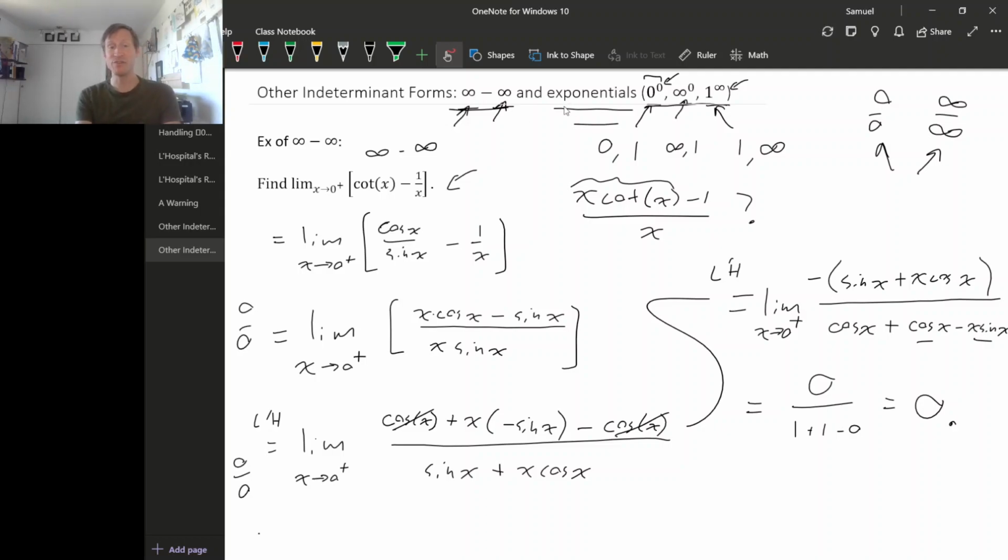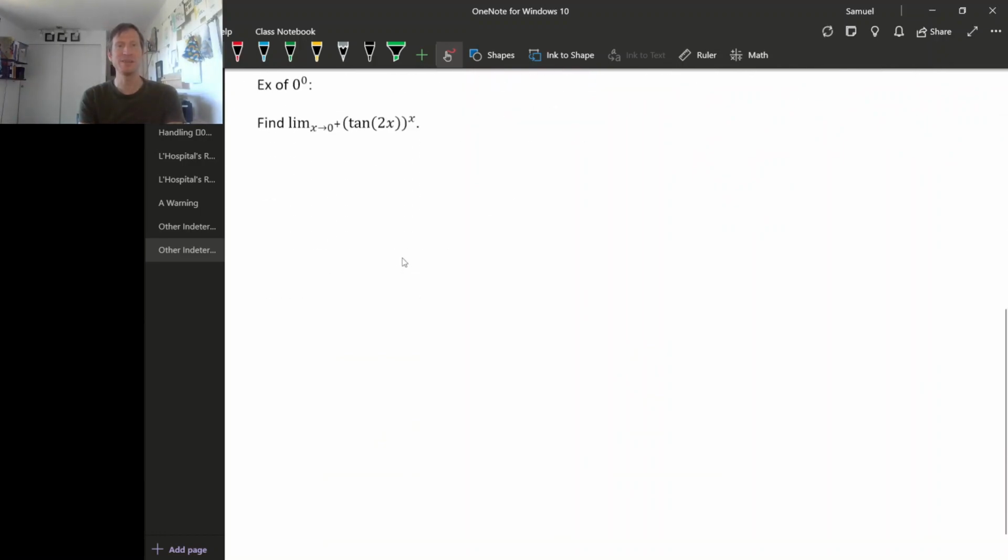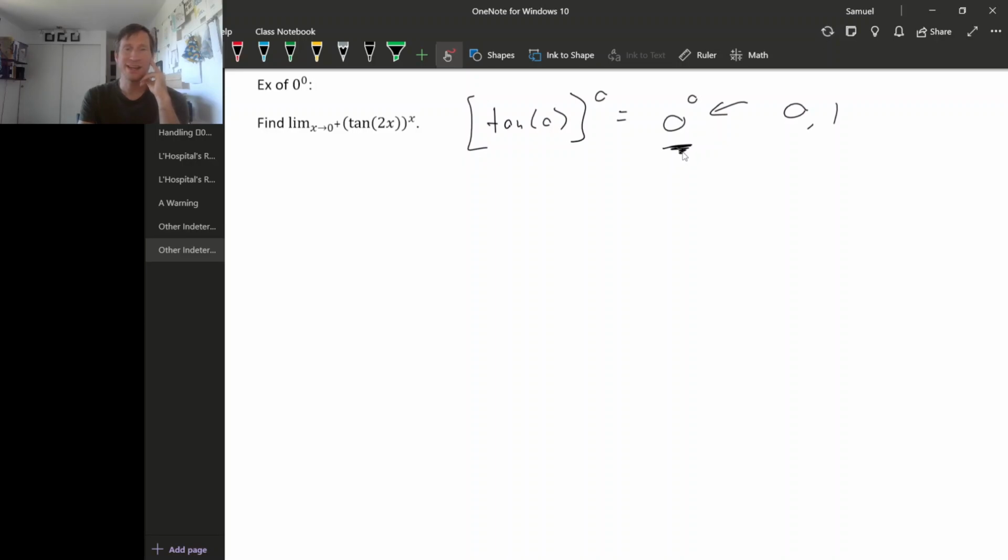For an indeterminate form involving an exponential, let's look at this one. How about the limit as x goes to 0 from the right of tangent of 2x to the power x? Now if we just try to plug in 0, we get tangent of 0 to the 0, but tangent of 0 is 0, so we get 0 to the 0. And even though there aren't any infinities around, this is indeterminate because when the base is small, this is trying to be 0, but when the exponent is small, this is trying to be 1, and so we can't tell which one wins. So it's a 0 to the 0 indeterminate form, but that is not an indeterminate form that we can use L'Hopital's rule with.